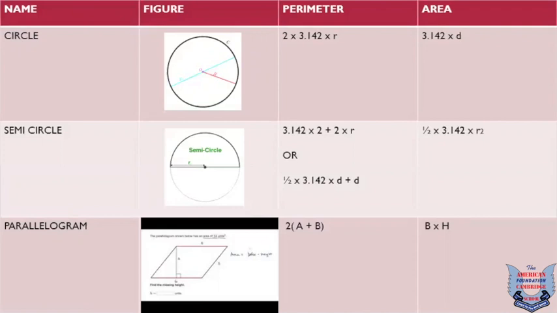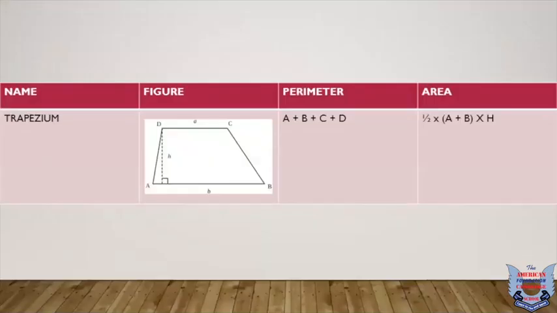Okay, interesting shape. Parallelogram. You can find its perimeter in the same way as the rectangle, and you can find its area by multiplying the base, which you can clearly see in the diagram, and the height. Moving on, the last but not least, trapezium. You can find its perimeter by adding all the four sides, and you can find its area by multiplying half into A and B, which are the two parallel sides of the trapezium, and multiplied by the height.